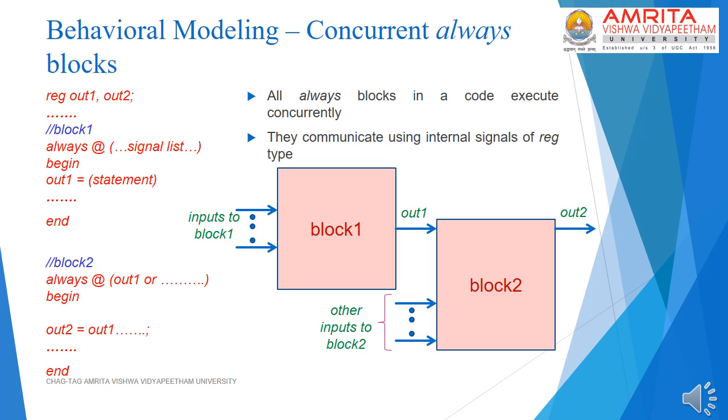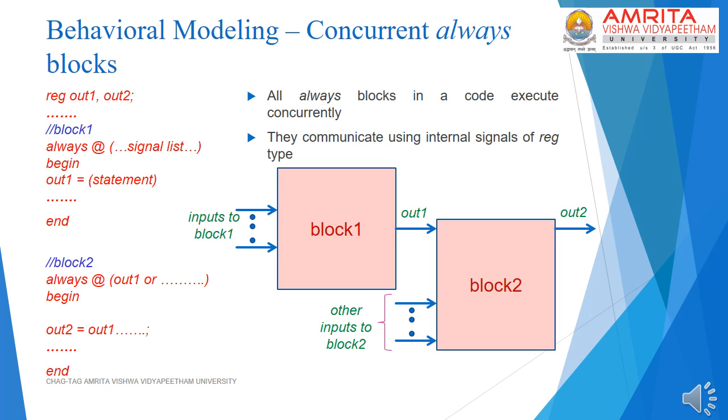Multiple always blocks can exist in a piece of code. These always blocks are similar to concurrent statements, which means that all these blocks execute concurrently. The always blocks can communicate among themselves through internal signals of type reg. For instance, in the example shown here, always block 1 assigns a signal called out1 through some statement, and this signal is read by always block 2, as indicated by the presence of the signal out1 in the sensitivity list.